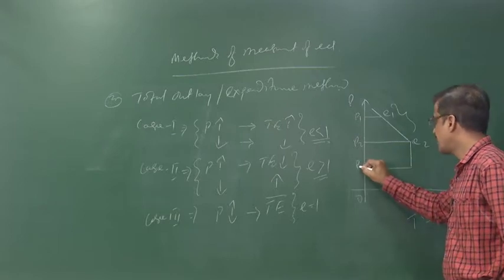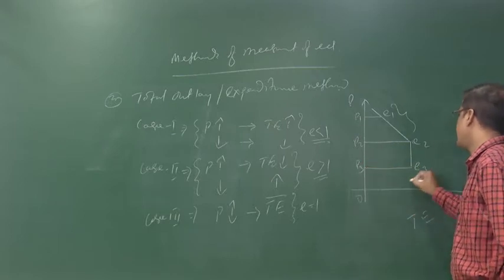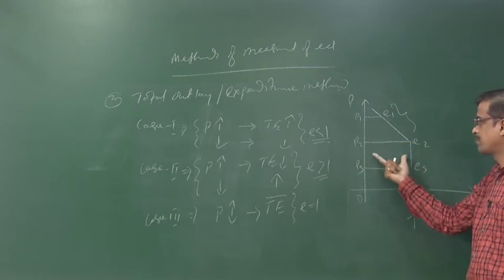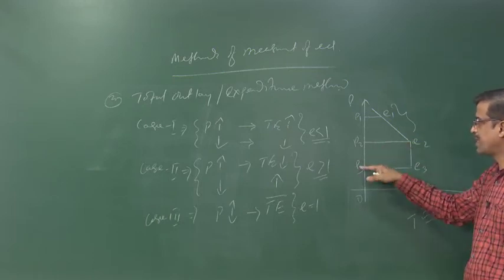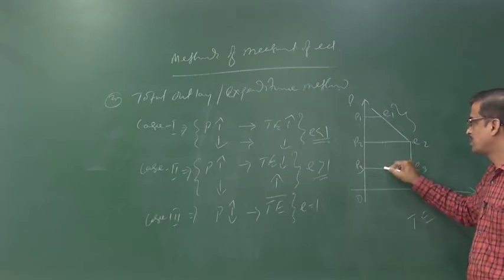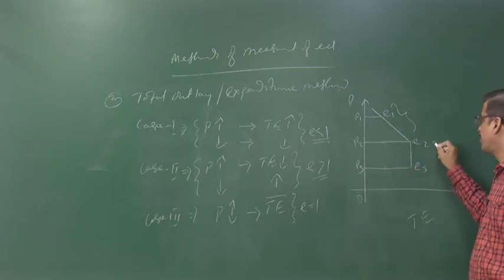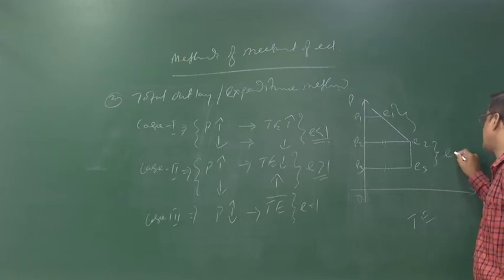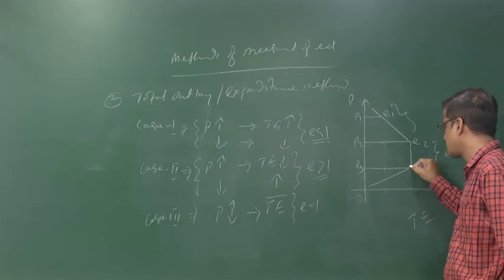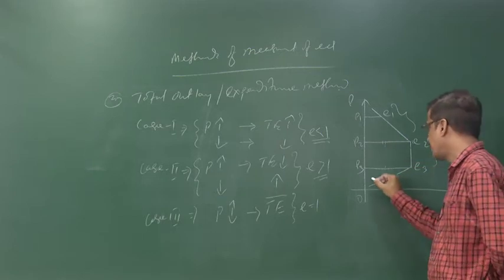Whether there is a further fall in the price, there is no change in the expenditure, it remains the same. Whether price rises or price falls, there is no change in expenditure, this to this is equal. Therefore in this portion elasticity equals 1.